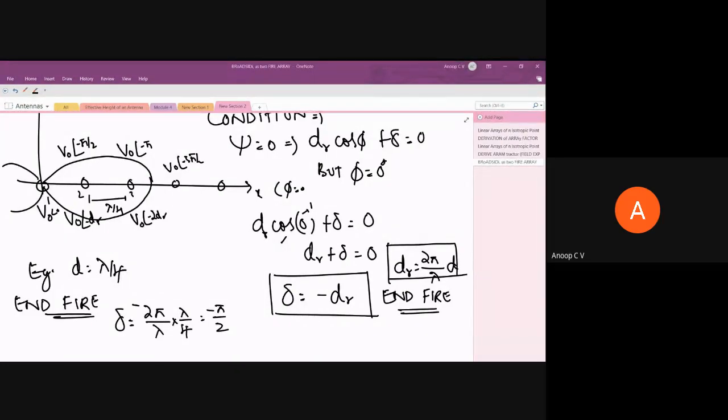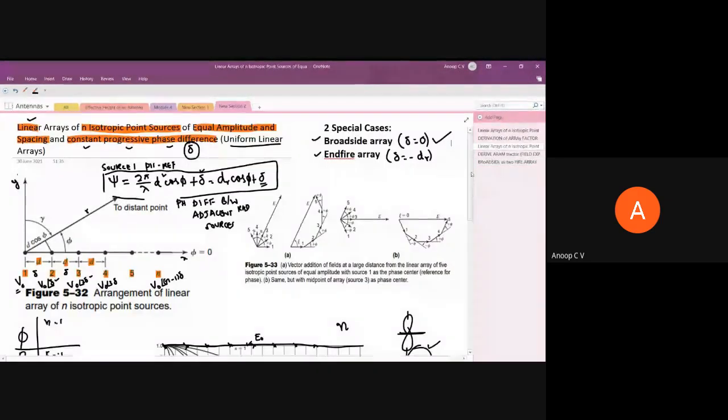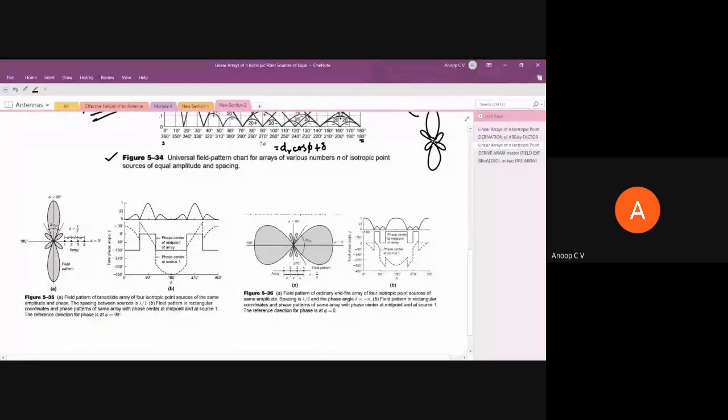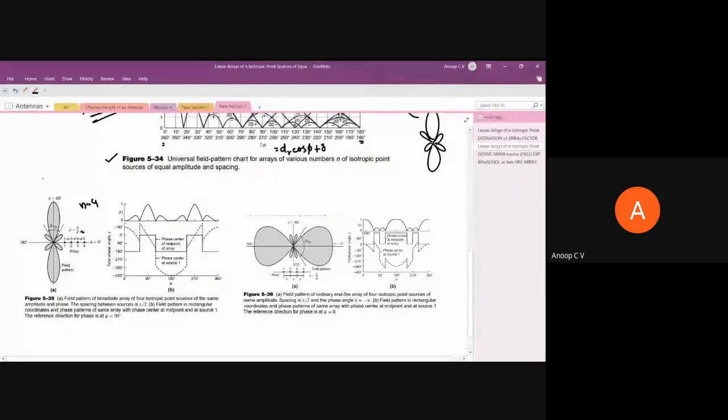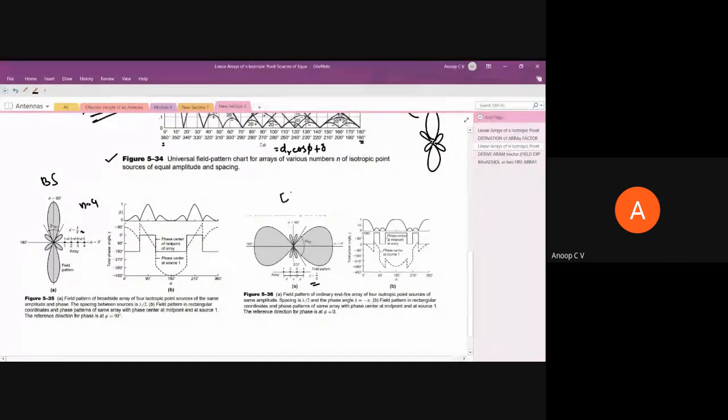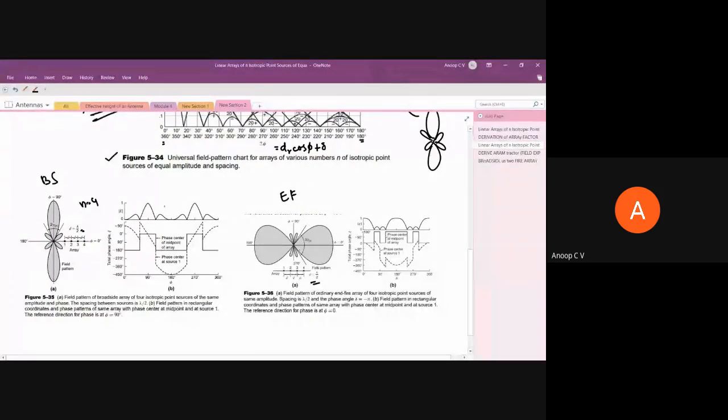Before that, I'll just show you typical examples of end fire and broadside arrays. For n equal to 4 and separation of lambda by 2, this is what our typical broadside array will look like. And for n equal to 4 and separation lambda by 2, this is what our typical end fire array will look like. These examples we'll solve tomorrow.